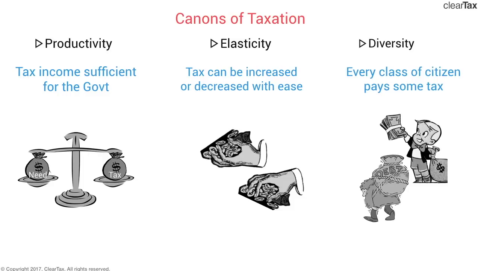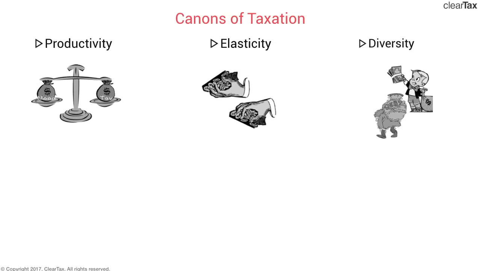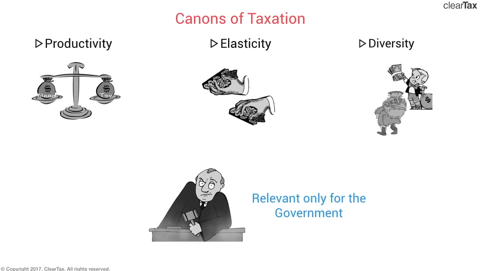There are a number of taxes to tax every class of citizen, but it's not really reaping any benefit, and that's why we are talking about GST today. So, the canon of diversity is not very relevant. In fact, all these three canons of productivity, elasticity, and diversity are not relevant from the point of view of the taxpayer because, as you can see, it's the government's point of view.